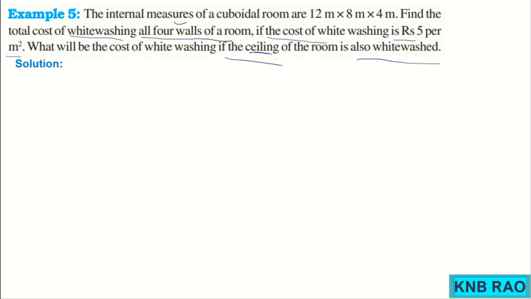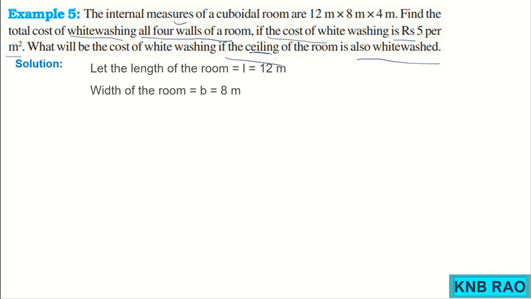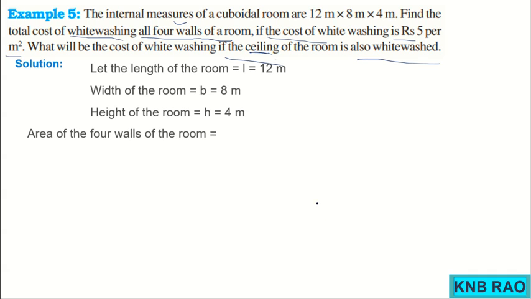So coming to the solution, we will first write what is given. Here the length of the room L is 12 meter, that we assume. Width of the room as B, that is 8 meter, and height of the room as H, and that is 4 meter. Now the area of the four walls of the room, normally we call it lateral surface area, LSA.